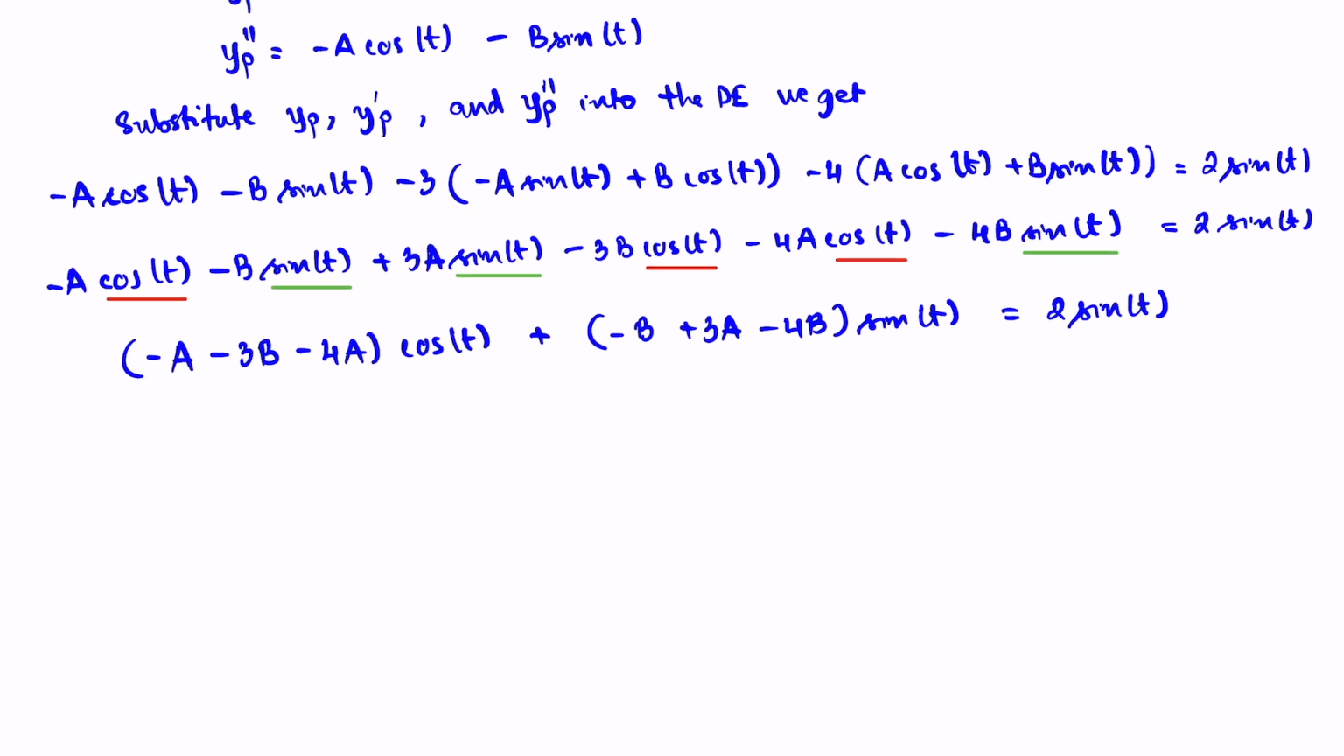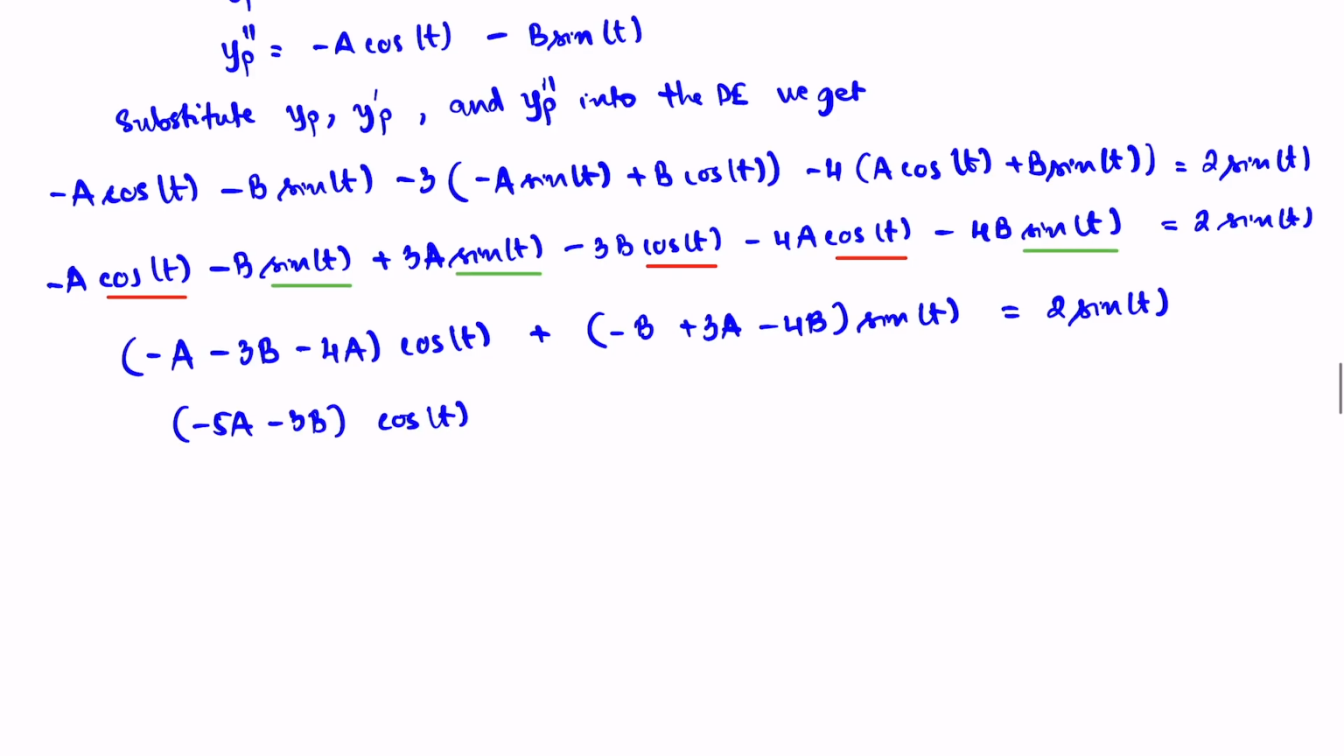So simplify the coefficients, and you get negative 5A minus 3B times cosine of t, plus 3A minus 5B times sine of t, and this is equal to 2 times sine of t.